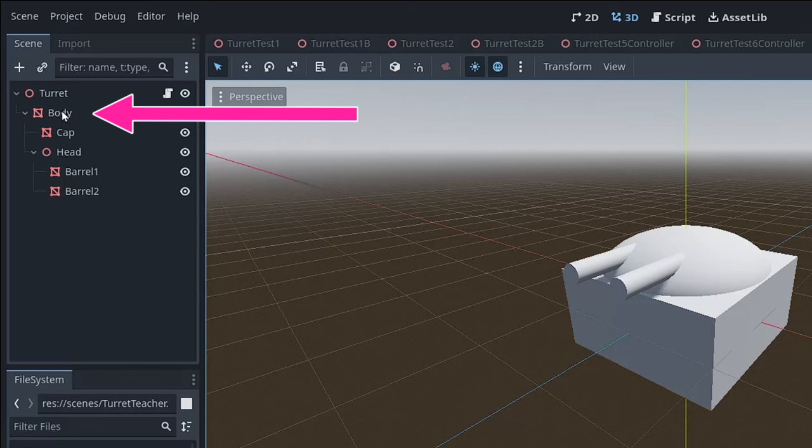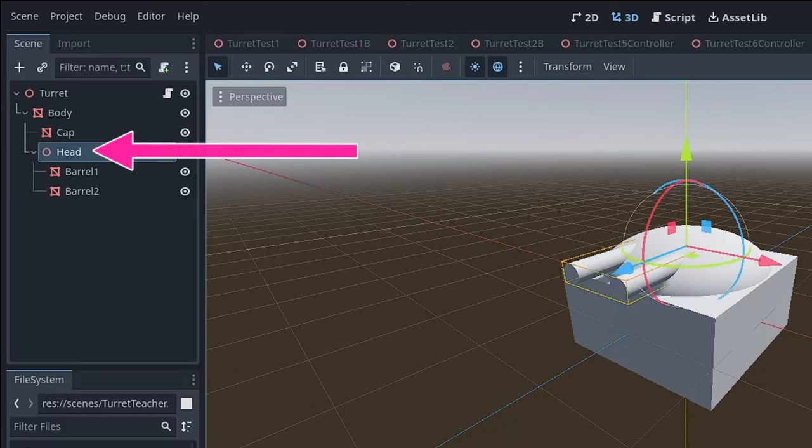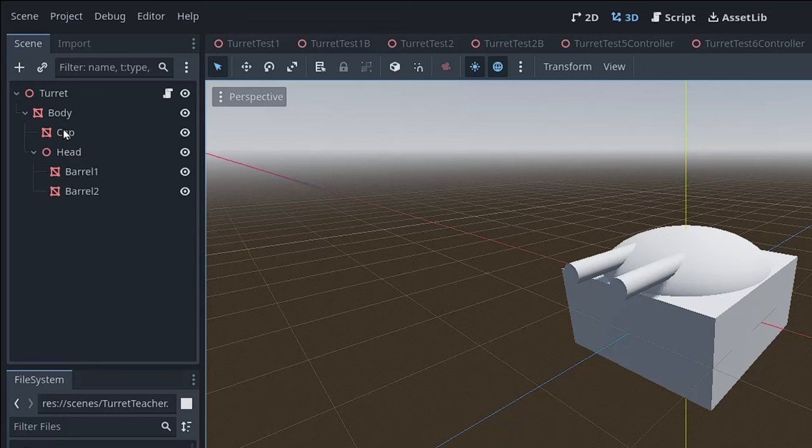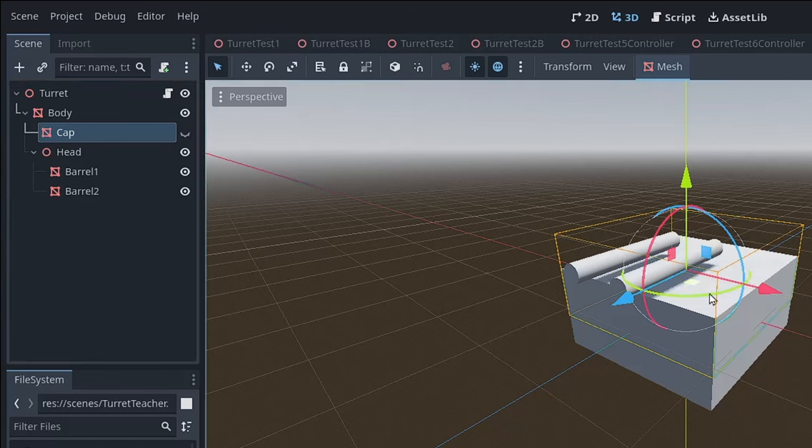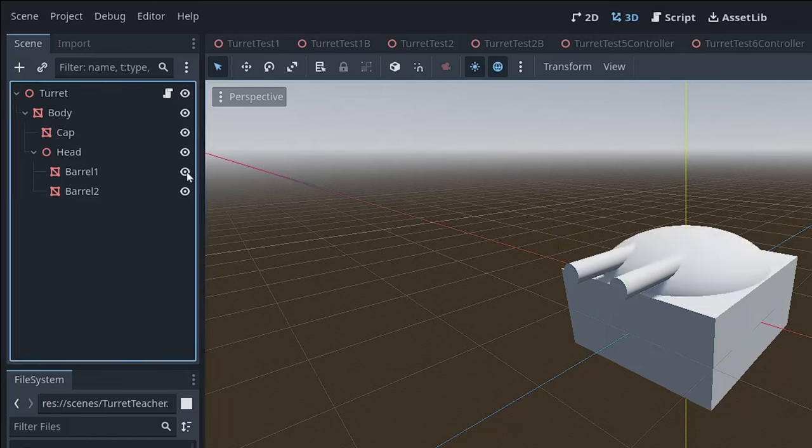Body is going to rotate around its own y-axis, and then child of the body is the head, which is a Node3D, and it's only going to elevate or rotate around its x-axis. Now, anything added onto that is just for visuals. So the body itself is actually a MeshInstance with a box, the cap is just a sphere MeshInstance3D, and the two barrels are just cylinder MeshInstance3Ds.